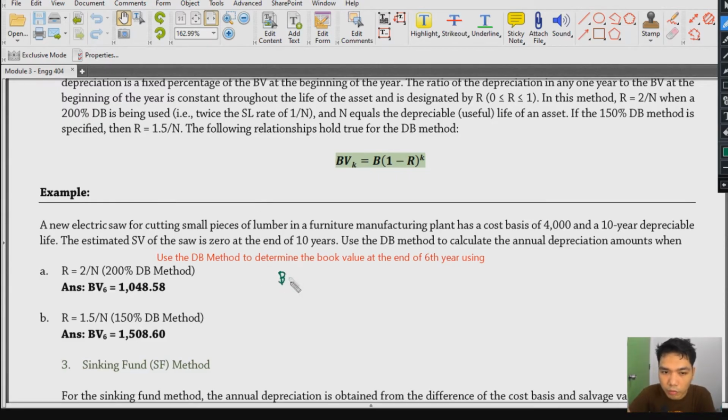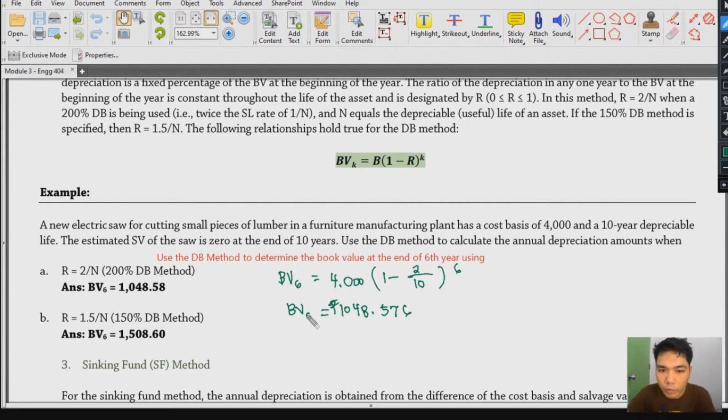So that is the book value at the 6th year, that is the cost basis, that's 4,000, and then we multiply this by 1 minus the ratio of depreciation, so that is 200% declining balance, that's 2 divided by N, that's 10, and then we raise this to 6. So therefore the book value at the 6th year is $1,048.576. Okay, and then what about, actually wala palang dollars, kasi hindi naman in-specify. So just assume na this is actually peso or pesos kasi hindi sinabi, but of course if it's in dollars, then we assume that the value is in dollars.